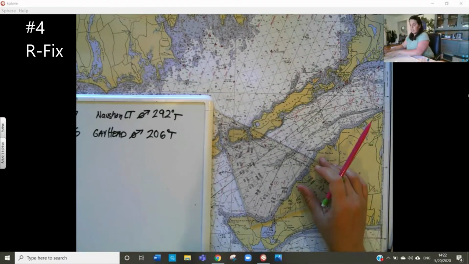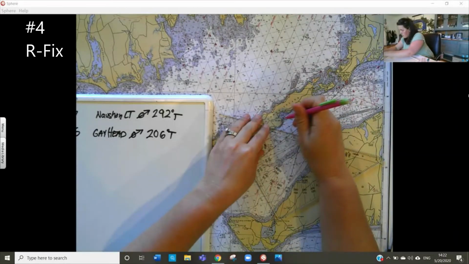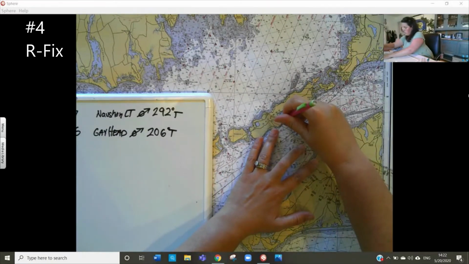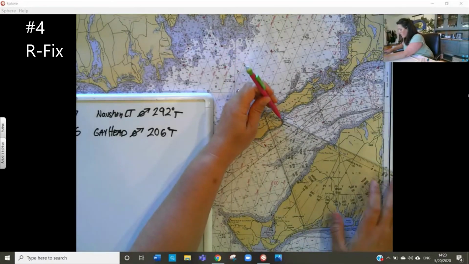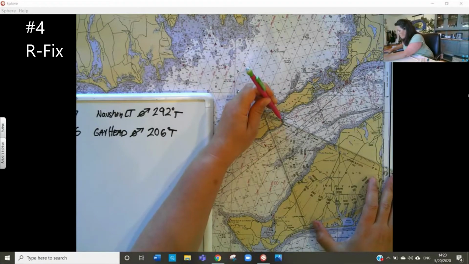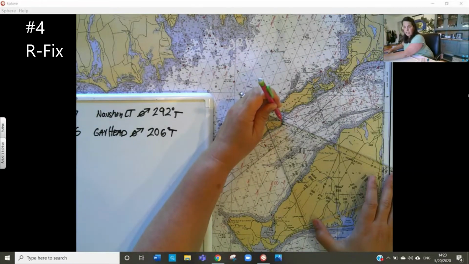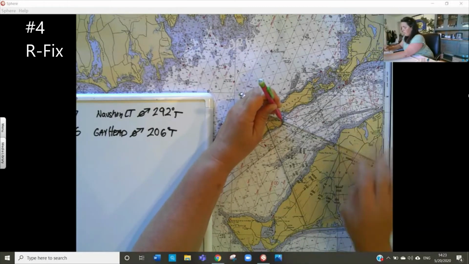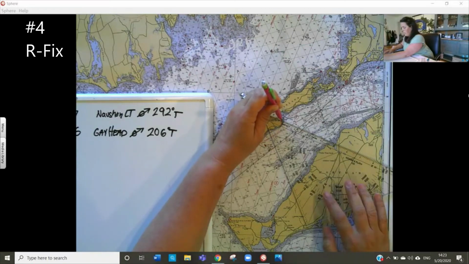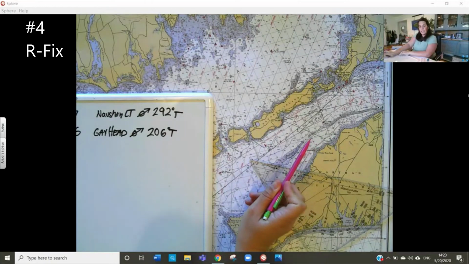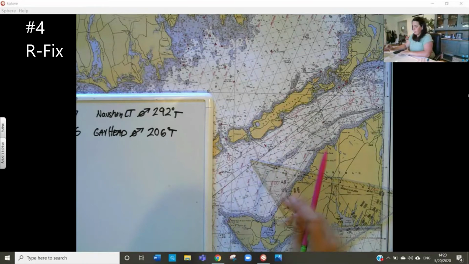So our first one is at Nashon light. Let me switch my hands around so you guys can see. I have the focal point on the meridian and 292 on the same meridian. Now I can draw in that LOP. So I know I'm somewhere along that line at 10:17, but I don't know where. So we need another piece of information. And we have Gay Head at 206. So let's plot that.